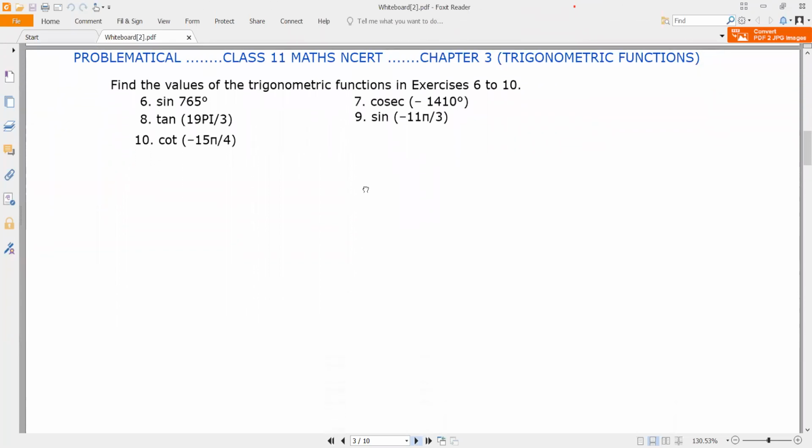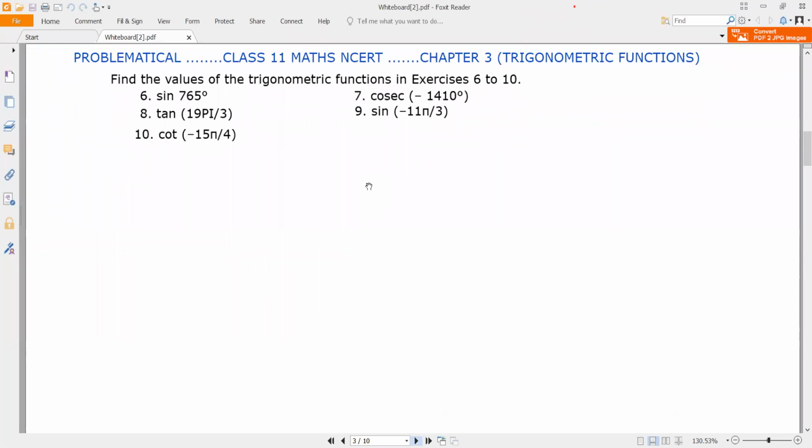Find the values of trigonometric functions in exercises 6 to 10. And in the remaining exercises, the second part of the exercise, you are given trigonometric functions. You have to find the value of trigonometric functions. And certain angles are provided to you either in degree or in radian. Pi is given in this 8th question. First value is sine of 765.